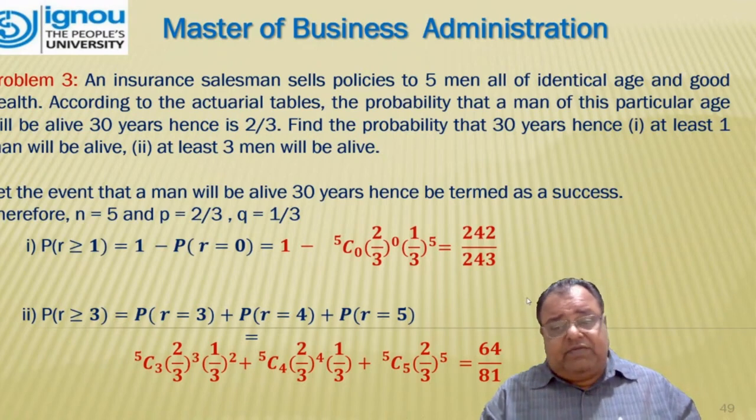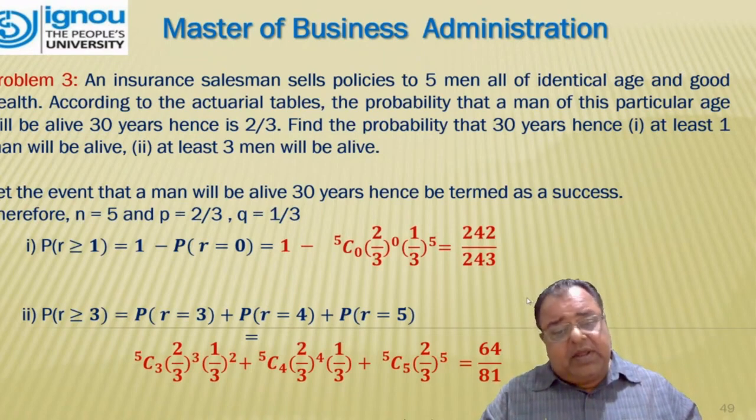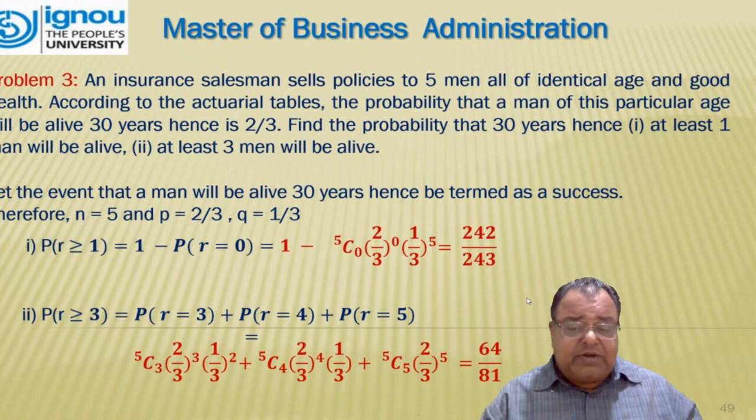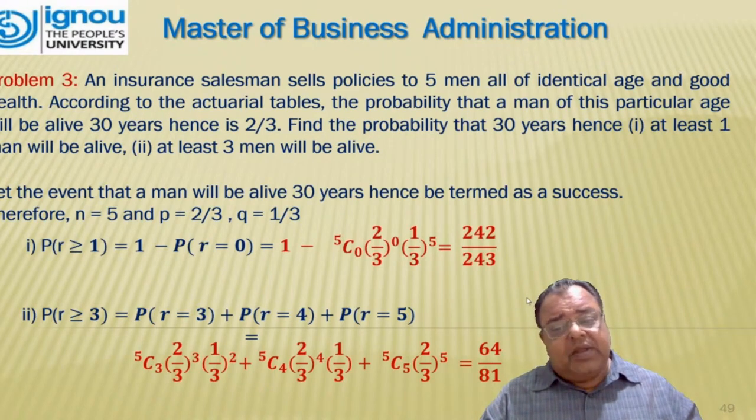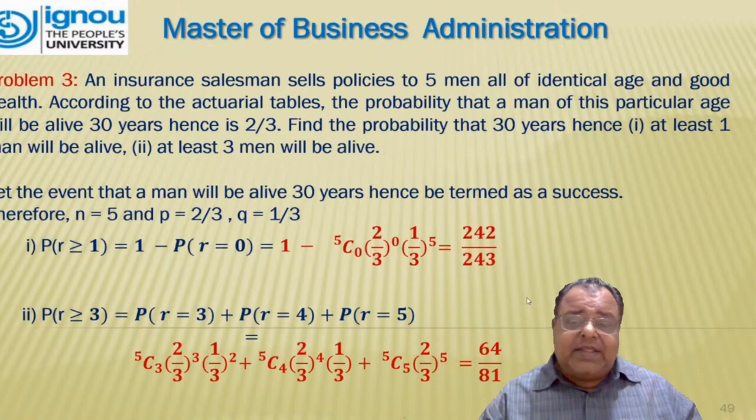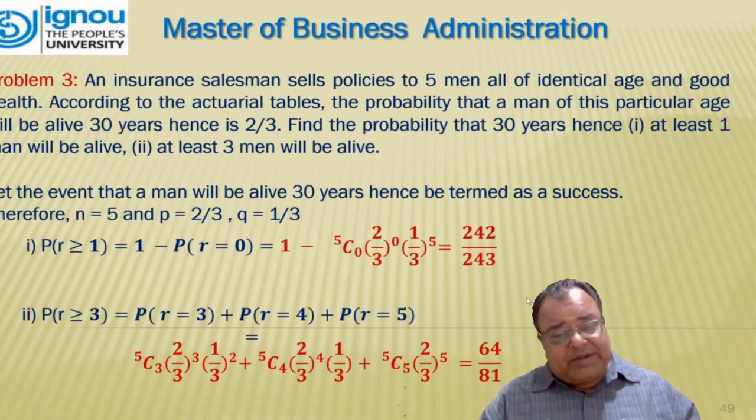For this case, we have to apply the combination method: 1 minus 5C0, (2/3) raised to the power 0 into (1/3) raised to the power r. On calculation, we get 242 by 243. Keep one thing in mind: the probability of any event cannot be greater than 1. If you find that you're getting a probability greater than 1, that is a sure sign that some mistake has been committed while solving the problem.